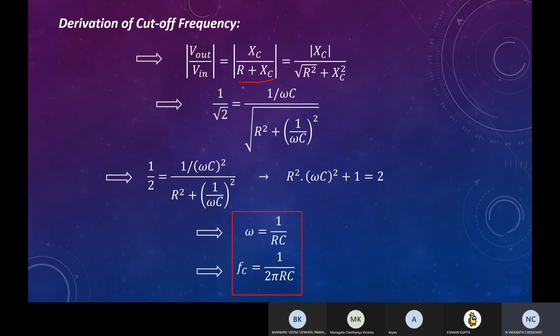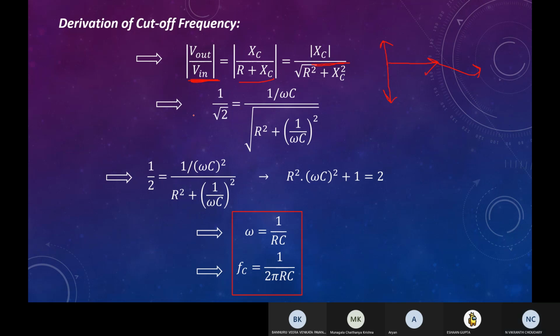So mod Xc by mod R plus Xc would be root over R square plus Xc square, because the voltage across the capacitor would be in this direction, and voltage across the resistor would be like this. Suppose the current is in this direction, you have seen this in phasors, and for an inductor it would be upwards. So here the resultant magnitude would be root over R square plus Xc square. And the gain at which the cutoff frequency occurs is 1 by root 2.